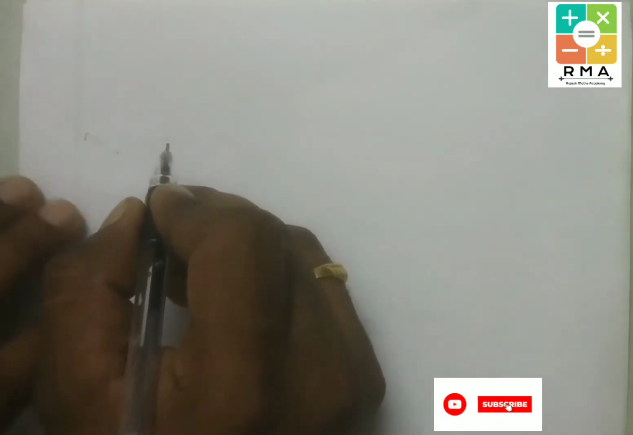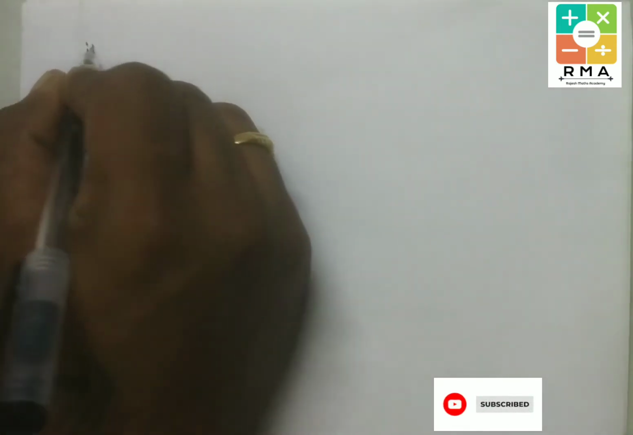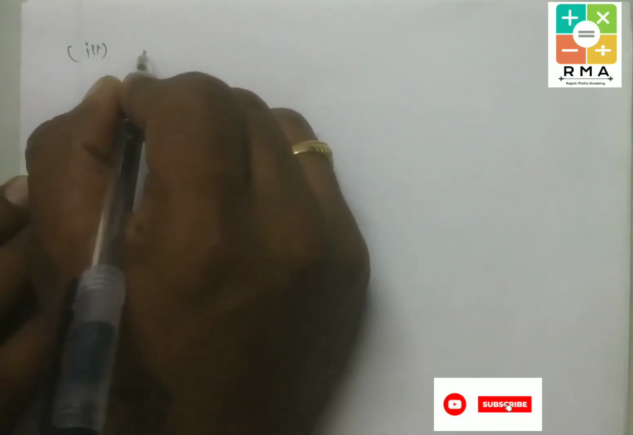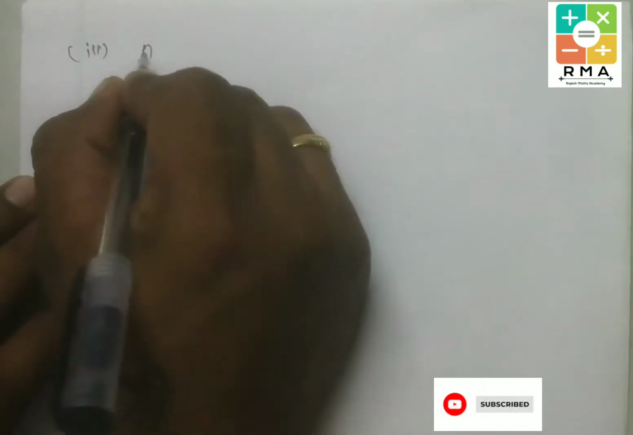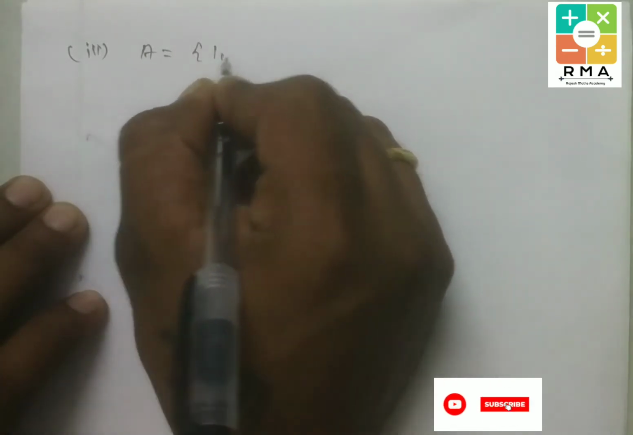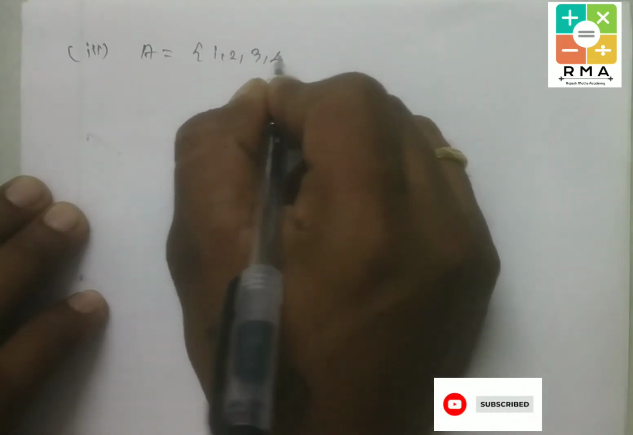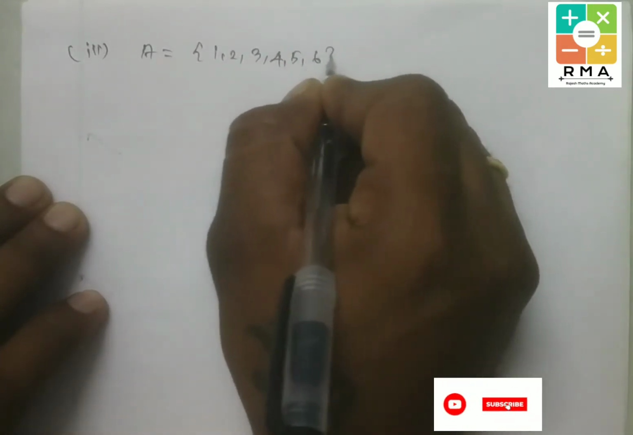Good evening to all. Last class we have seen problem 1, subdivision 2 and 3. This class we will see subdivision 3 from subdivision 3. So what is the set given for this question? 1, 2, 3, 4, 5 and 6.